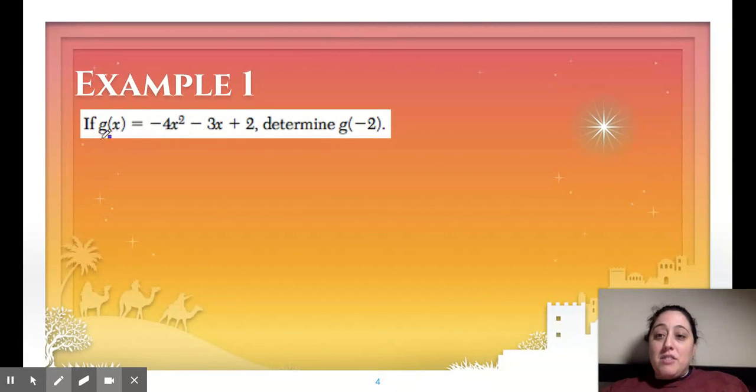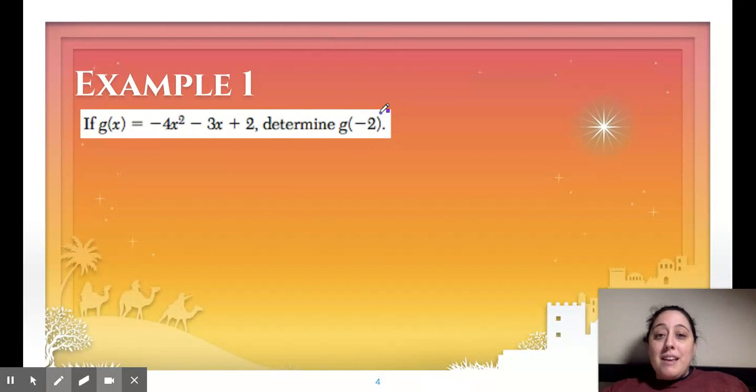If g of x, so it's in function notation, is equal to negative 4x squared, you should know what type of function this is right now. Okay, so think about it, say it out loud. All right, it's quadratic. Minus 3x plus 2. Determine g of negative 2.